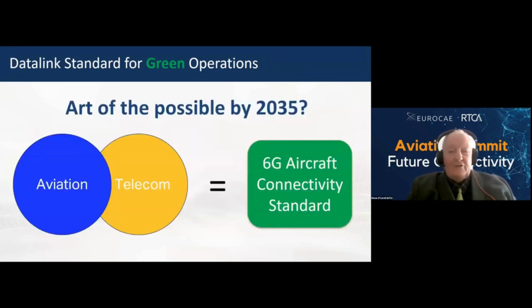Okay, so to finish up, my thought process is that by 2035, the art of the possible is that aviation and telecommunications can have a harmonious relationship where there will be standards setting between the two industries. And it is possible in my simple mind that we may have a 6G aircraft connectivity standard by 2035, which will satisfy the need for green operations in that time frame. Thank you very much for your time and attention today.